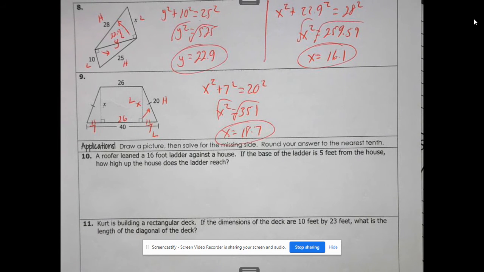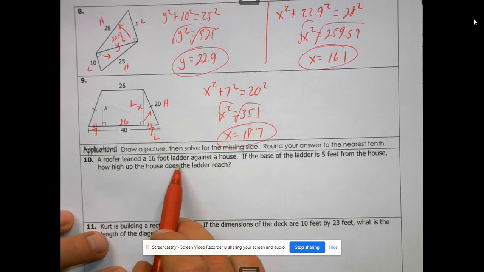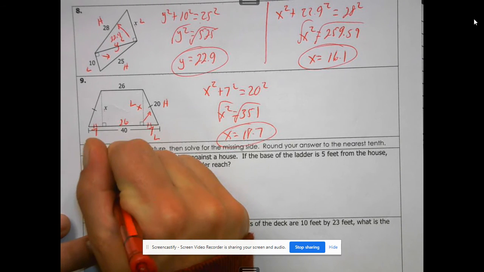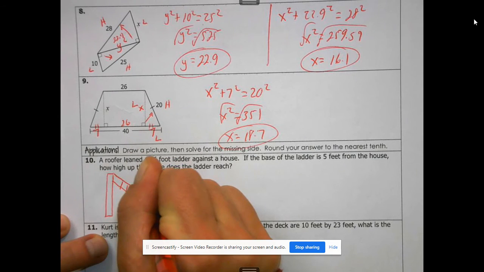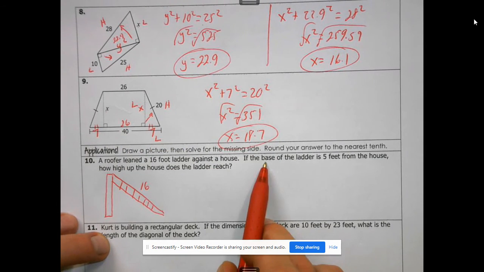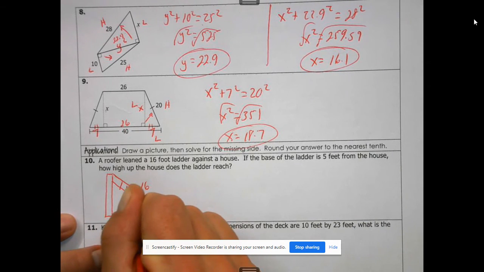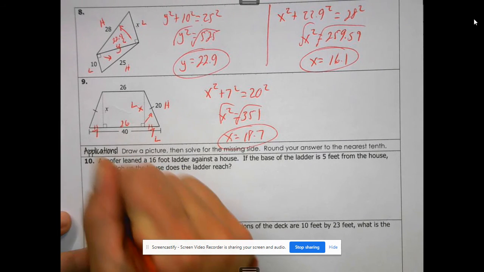10 to 13, a couple applications. It says draw a picture, solve for the missing side, round to the nearest tenth. All right. A roofer leaned a 16-foot ladder against a house. If the base of the ladder is 5 feet from the house, so your base, 5 feet. How high up the house does the ladder reach? We don't know. We call that X.